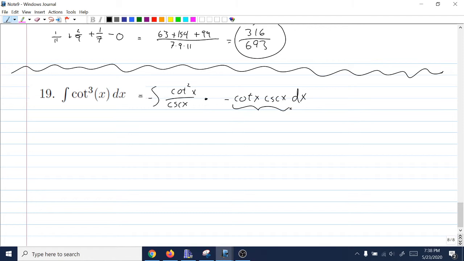Pulling out that cotangent cosecant makes me think about the substitution u equals negative cosecant. That's the thing whose derivative is negative cosecant cotangent. I want u to be cosecant. Du will be negative cosecant x cotangent x. Okay, that's good. Cosecant is my u. Is this all in terms of u? Not right now, but I can fix those cotangent squareds.